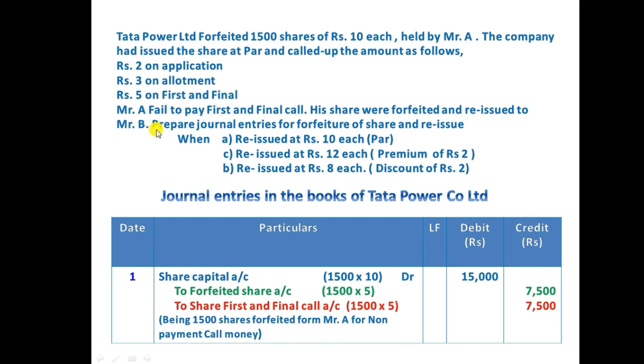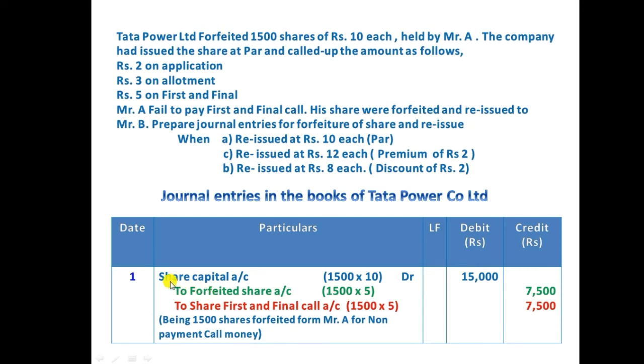So at the time of reissue, we need to assume 3 situations in this question. If it is par, how we need to pass the journal. If it is premium, how we need to pass the journal. If it is discount, how we need to pass the journal. Let's see. First we'll see the entry for forfeiture, and we will discuss all 3 cases. Journal entries in the books of Tata Power Company Limited, and as usual we should write the format: date, particulars, LF, debit, credit. So first entry for forfeiture of share.